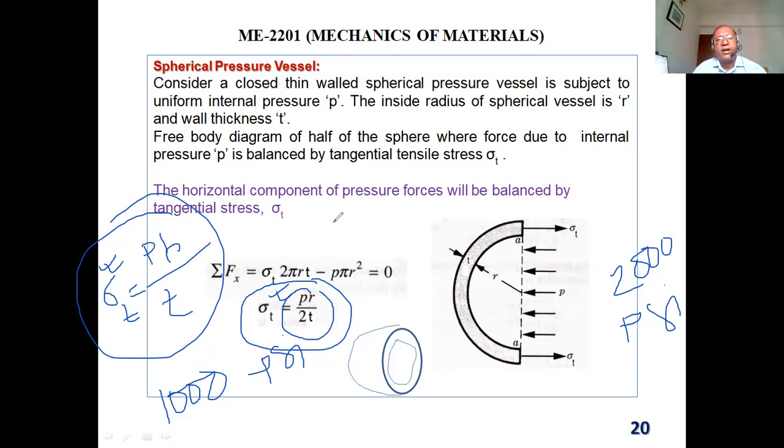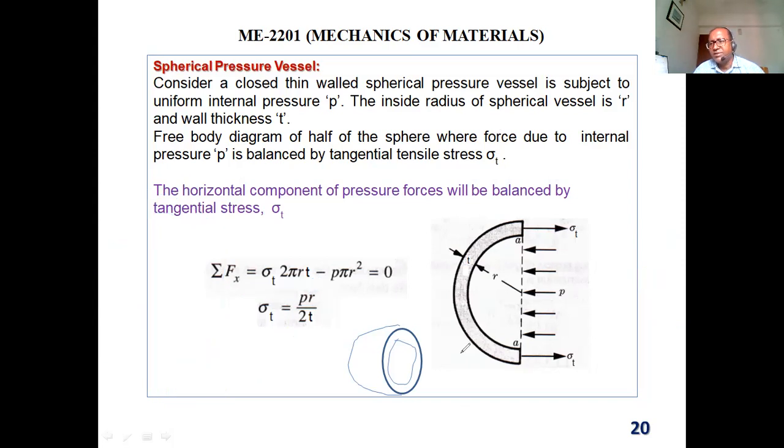So if I put a question asking what is the difference between a spherical and a cylindrical pressure vessel, and what is the advantage of it, then we can discuss that for 2-3 marks. Okay.